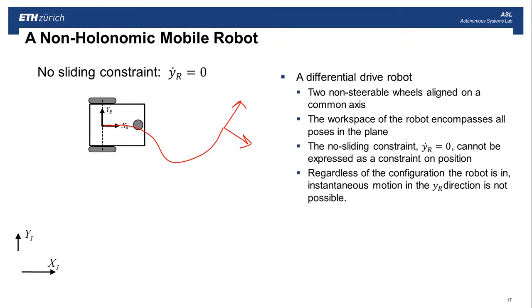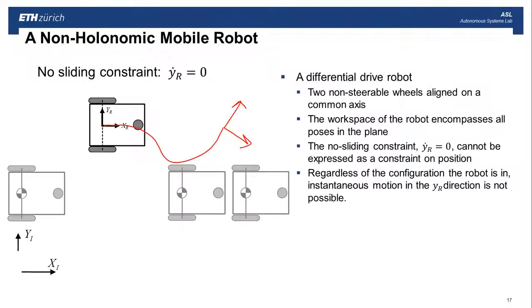But it still has this no sliding constraint. So we know that the robot cannot instantaneously move sideways. And so regardless of the configuration that the robot is in, instantaneous motion in the Y direction is not possible. And in fact, this is why parallel parking is hard. So if I have a lineup of robots here in a parking lot, and we want to park in there, we know it's possible. But again, you can't move directly sideways. You have to do some interesting motions to pull in and achieve that pose.